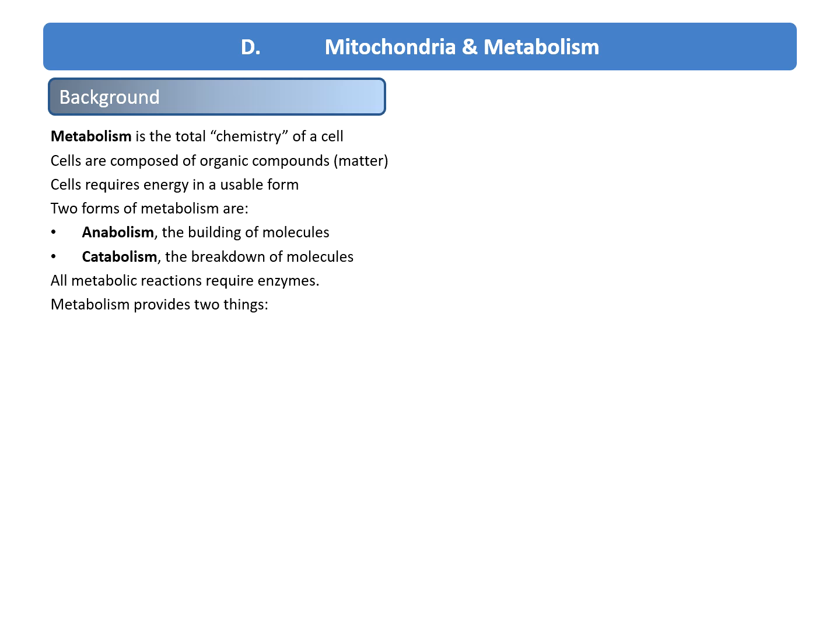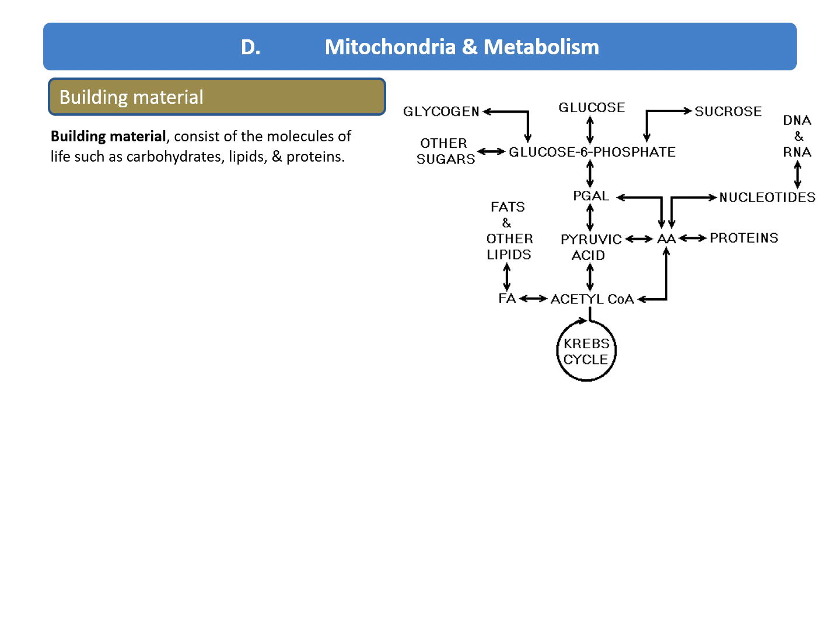Metabolism provides two things: building material, the molecules that organisms are made of, and energy, mostly in the form of ATP, needed to carry out all of its functions. Let's look at building material. Now, the diagram looks rather complex, and we'll use it several times.